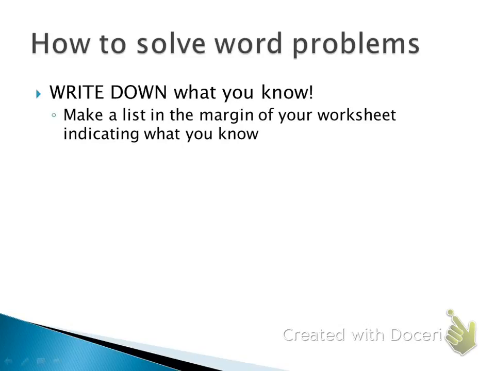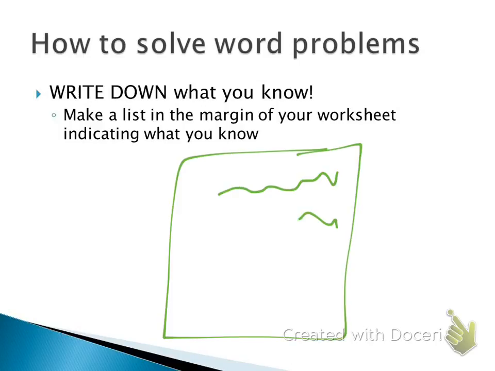My method is I like to make a list in the margins of my variables. If I've got a piece of paper that has my questions on it, I like to make myself a list in the margins over here where I've got space. So I know my time is equal to 5 seconds. My velocity is equal to 40 meters per second. I'm going to make myself a nice, neat list to keep my variables in check.